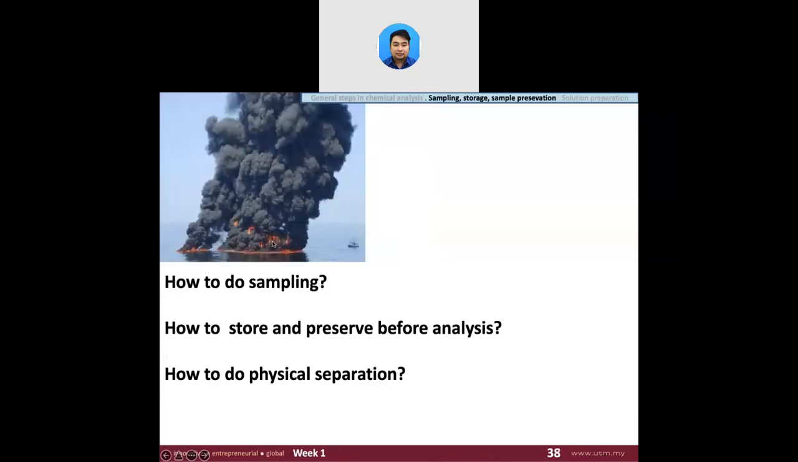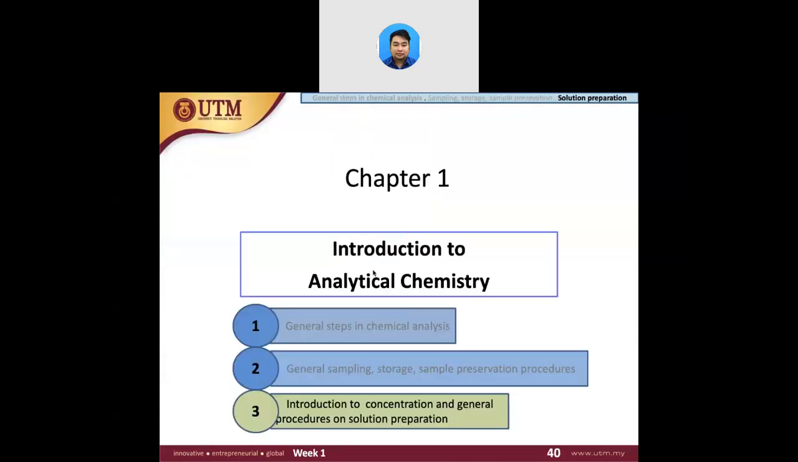And this is the sampling of gases. How would you take gas samples here? Based on what we have learned before, you just jot down in your mind map. Alright, thank you.